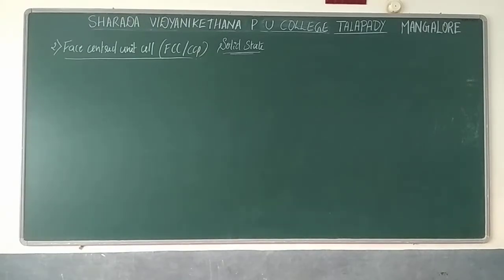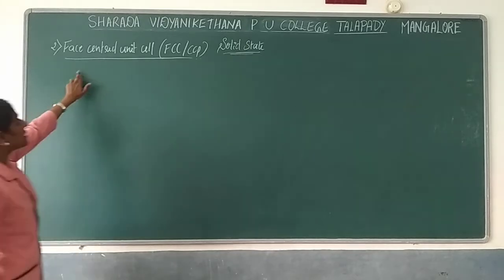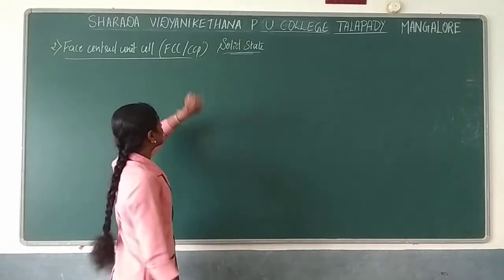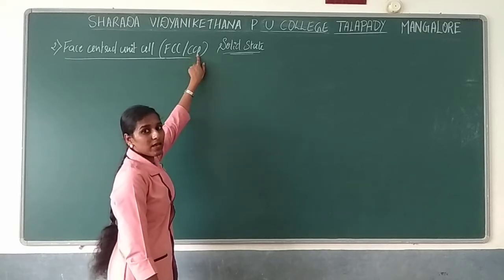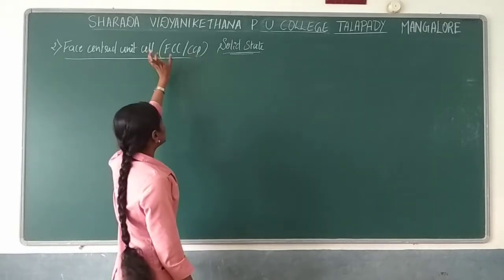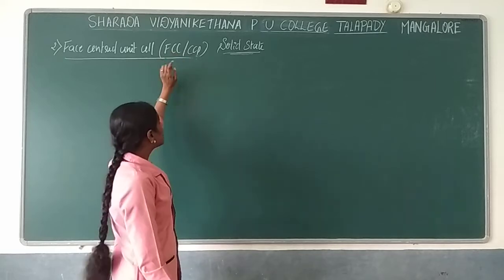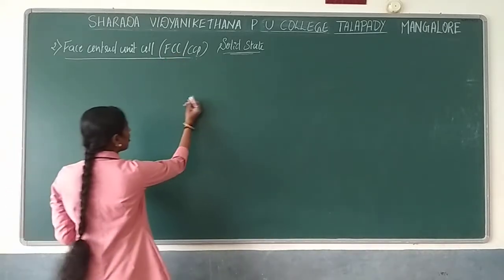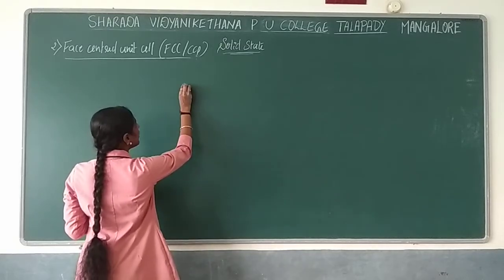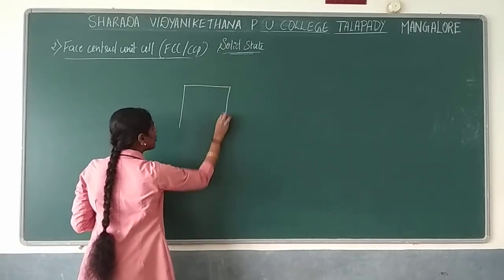So the next one that we are dealing with is the face-centered unit cell, which will be considered as FCC or CCP, cubic close packing, which has the face-centered unit cell. Okay. So now here again we have to draw the diagram. It is compulsory to draw. Okay. So when you are drawing, draw a cubic unit cell.